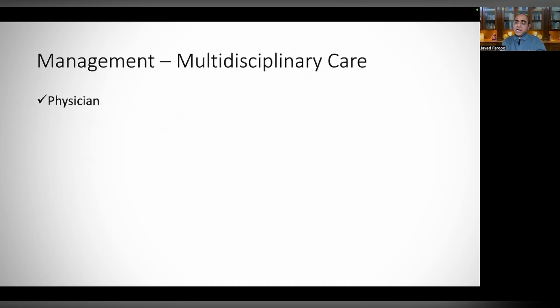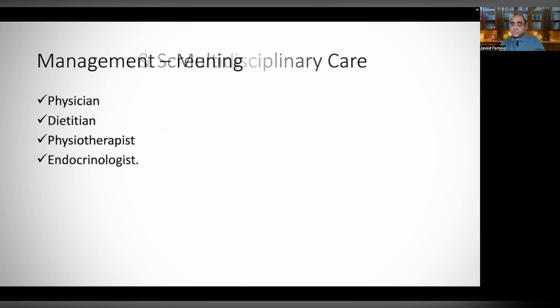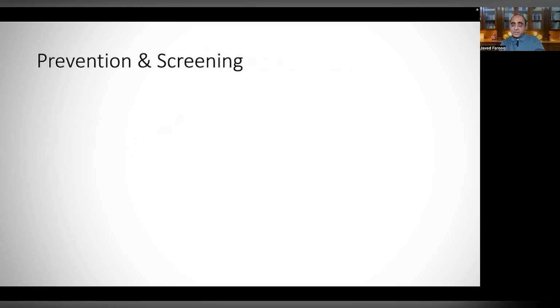The management of sarcopenic obesity needs multidisciplinary care involving physician, dietitian, physiotherapist, and endocrinologist. All four are required.